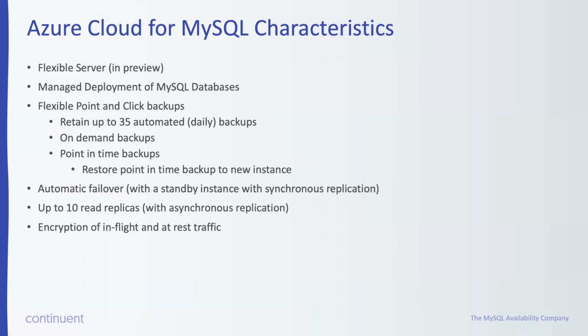Again, automatic failover, that's with flexible server in preview. And what that does is it sets up a standby instance with synchronous replication. So that instance should be up to date and failover would happen automatically. The standby instance costs the same price as the primary instance. You can have up to 10 read replicas, and that just uses regular MySQL native replication. That's asynchronous. And they do provide encryption of all in-flight and at-rest traffic, extremely important. Everyone is looking at their security, and they need to tighten their security controls.